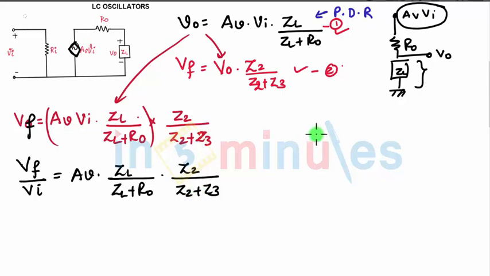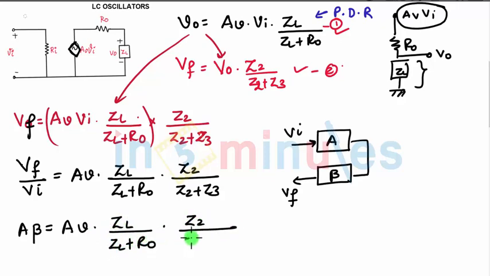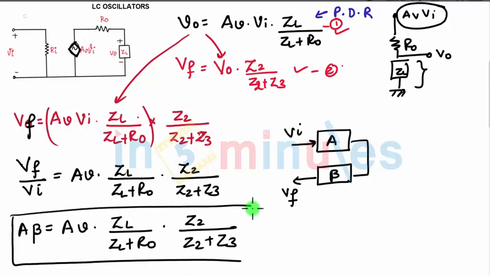Now what we can say, the amplifier gain is A and the gain of the feedback network is beta. So input for the amplifier is VI and from the feedback network what we are getting is VF. So the total gain can be written as A beta considering the feedback. So that is nothing but AV into ZL upon ZL plus RO into Z2 upon Z2 plus Z3. Now this is our generalized equation.